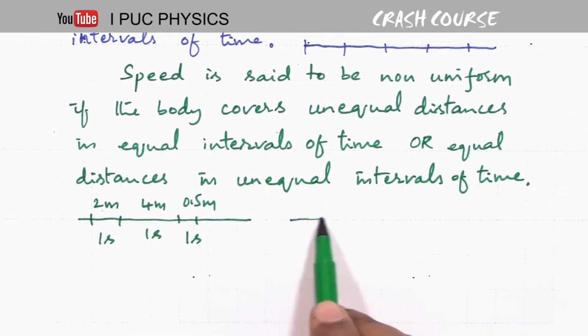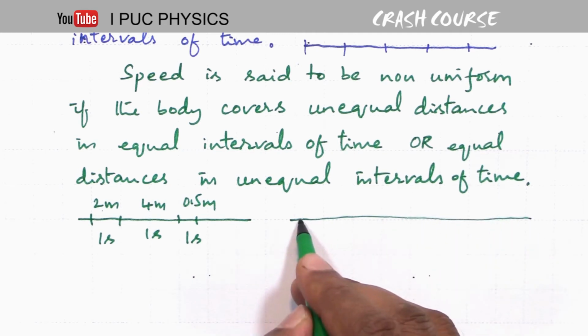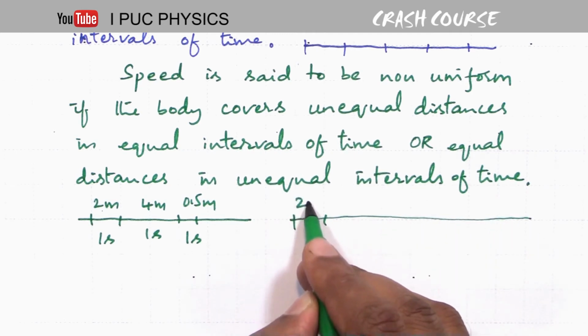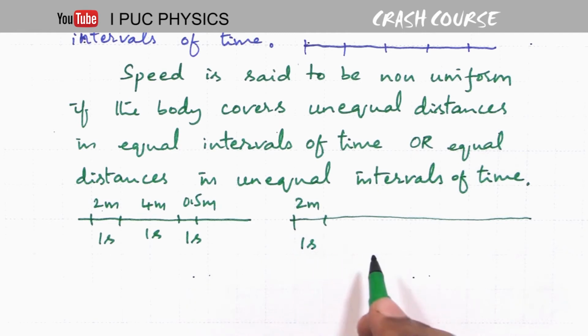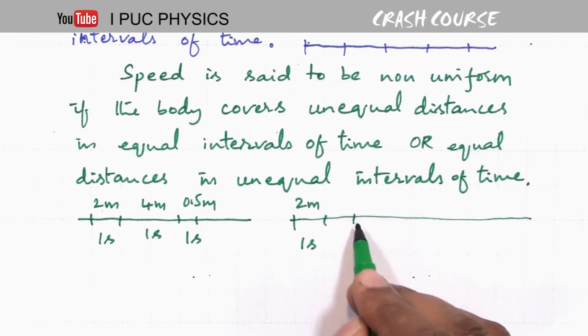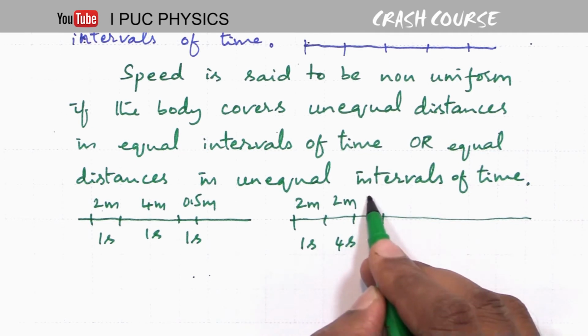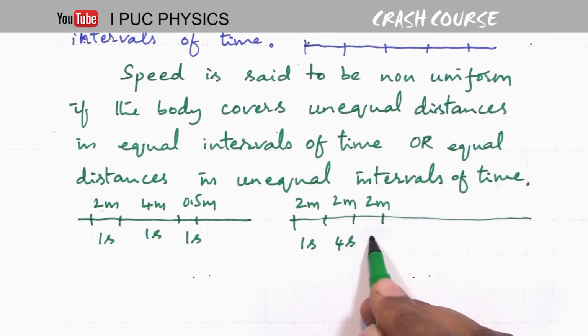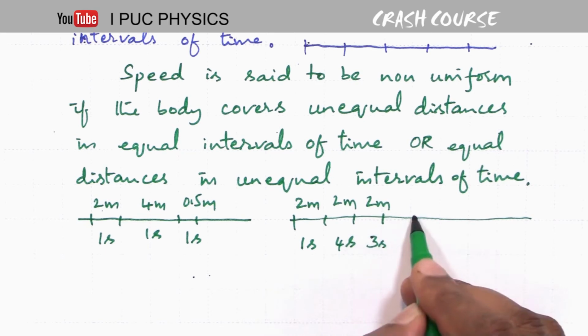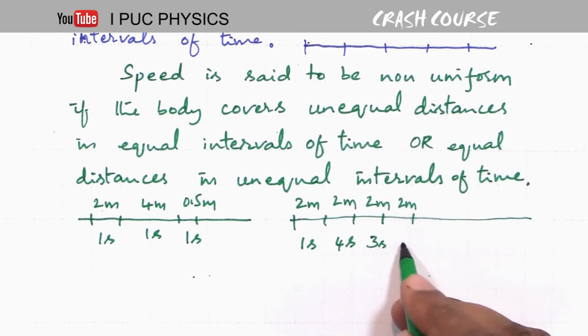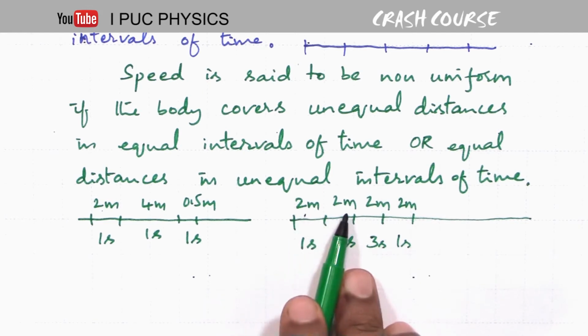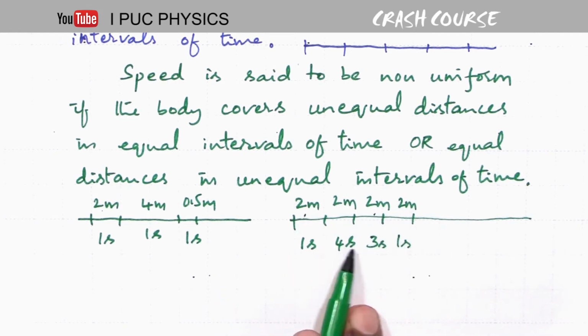Or 2 meter in 1 second, 2 meter in 4 seconds, next 2 meter is covered in 3 seconds, next 2 meter is covered in 1 second. Observe equal distances in unequal intervals of time. Then this is also said to be non-uniform.